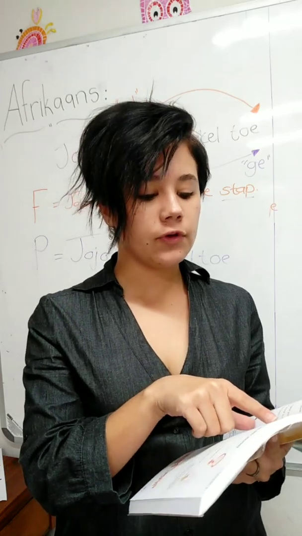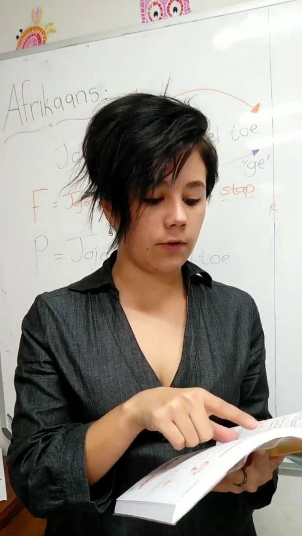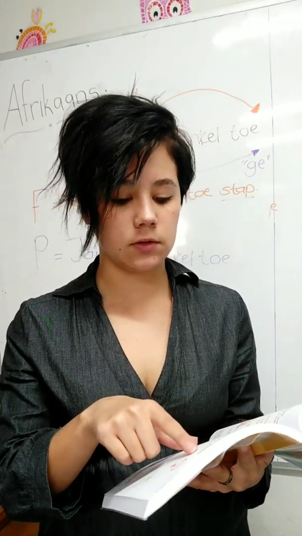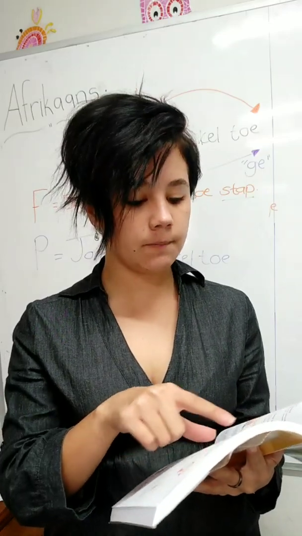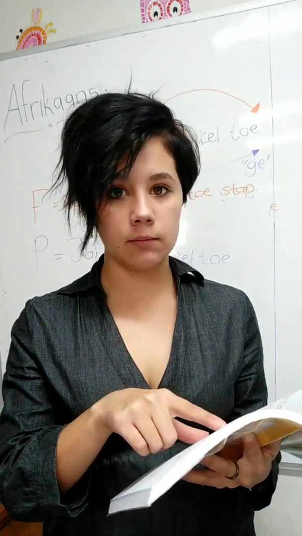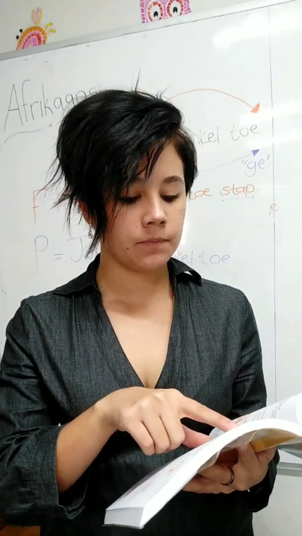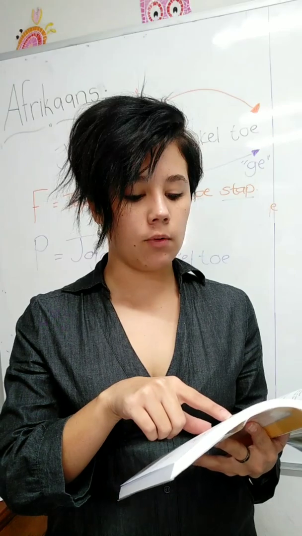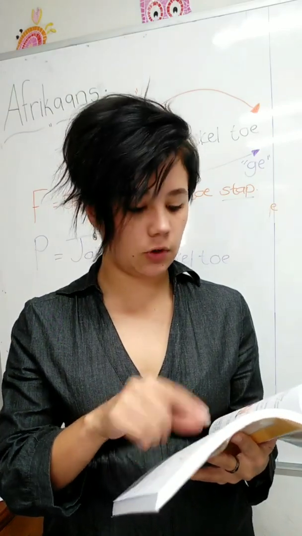A. Hoeveel en waar? How many and where? Number 1. Hoeveel mense is daar in die story? How many people are in the story? Hoeveel donkies of diere is in die story? How many animals or donkeys are in the story? And number 3. Waar koop Abu Ali sy donkies? Where does he buy his donkeys?